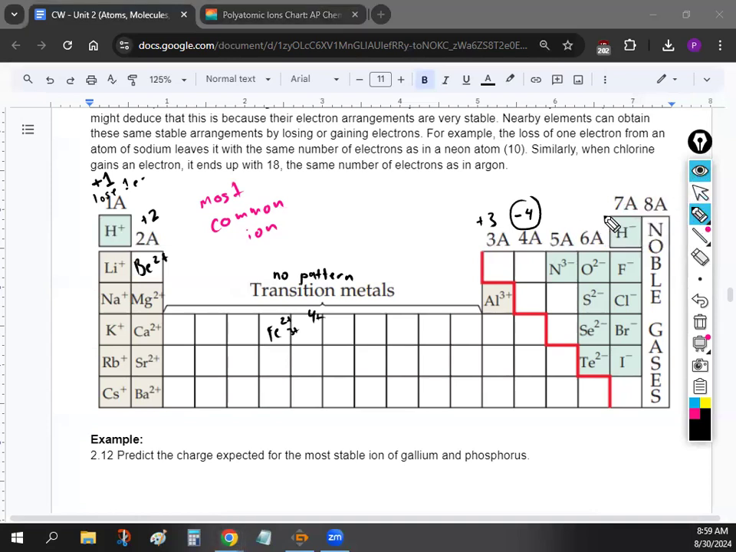From there, it gets pretty simple. This column right here is -3, then -2, then -1, and then this last column, the noble gases, have no MCI. These do not like to form charges. In fact, they don't really like to react with anything at all. These are the loners on the periodic table. They like to be alone. So the pattern's really easy to remember: +1, +2, +3, -4, -3, -2, -1, and then no MCI.